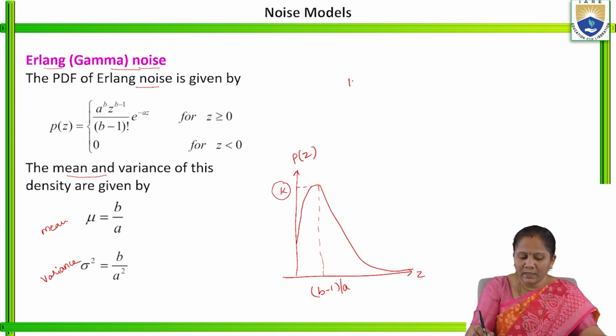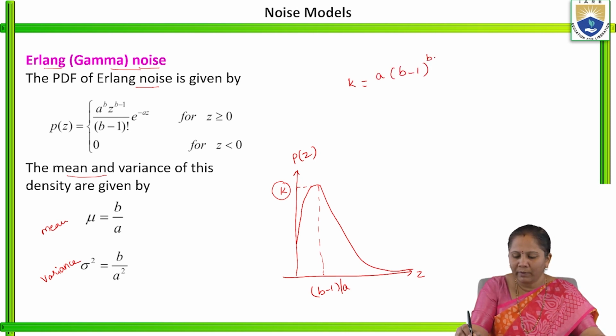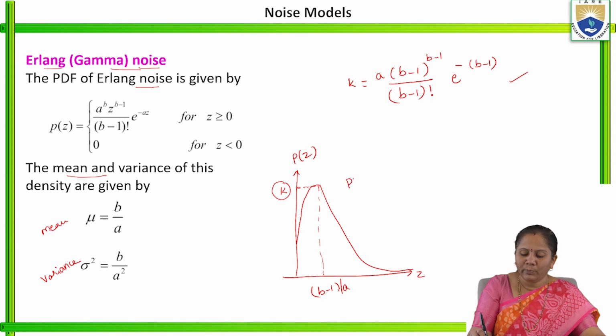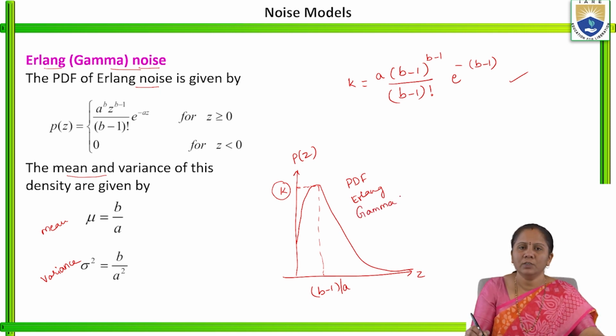So what does this K mean here? K is equal to A into B minus 1 power B minus 1 by B minus 1 factorial e power minus of B minus 1. So this is the value K we are going to obtain here. And this is the probability density function for Erlang noise. We can also call this gamma noise.